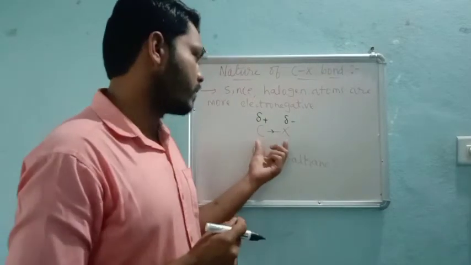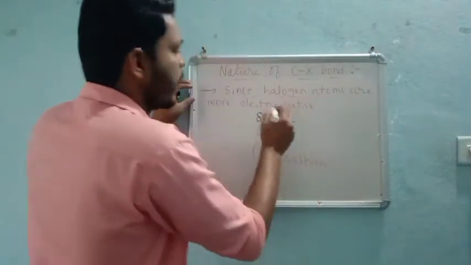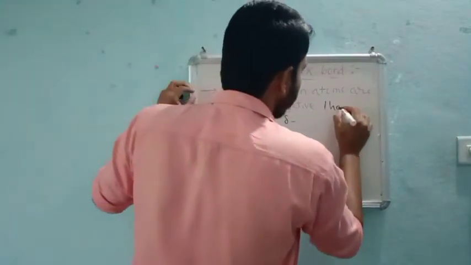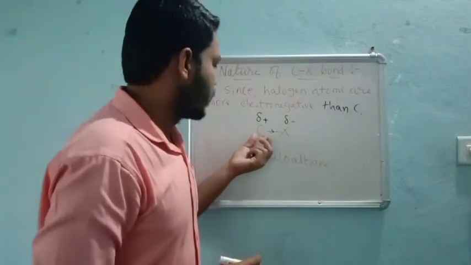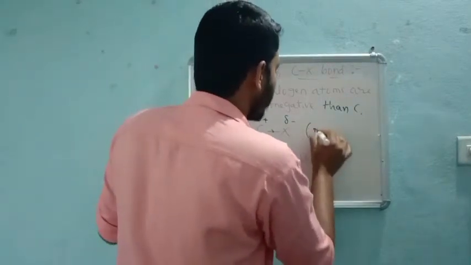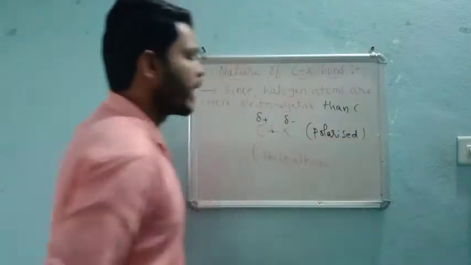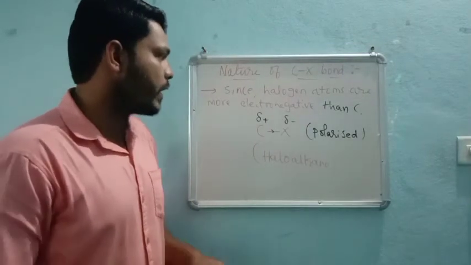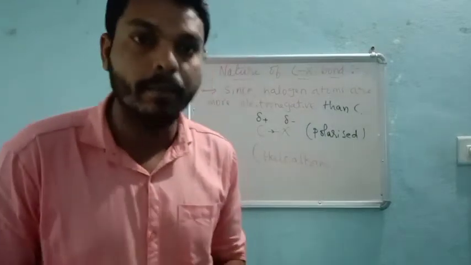Halogen atoms are more electronegative than carbon. Thus, because of this, the haloalkane bond is polarized. Polarized is nothing but having a dipole, so there are two poles. That means the bond of haloalkanes or alkyl halides is polarized.